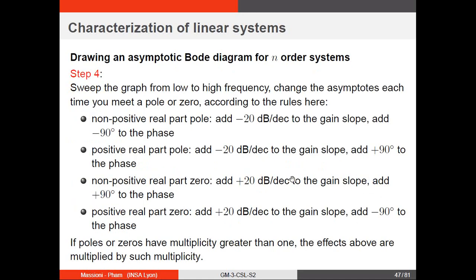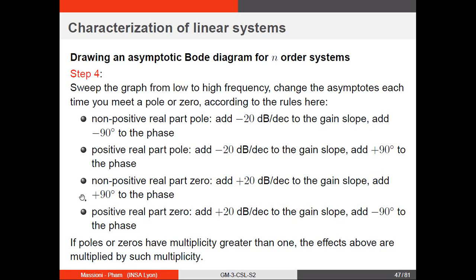Then, after drawing the left asymptote, we said we sweep the graph from left to right, and every time we encounter a pole or a zero, we do something. This is what we do when we meet a non-positive real part pole, I didn't say negative, non-positive real part pole: we add minus 20 decibel per decade to the slope of the gain and minus 90 degrees to the phase. When we have a positive real part pole, we add minus 20 decibel per decade to the gain, but plus 90 degrees to the phase.